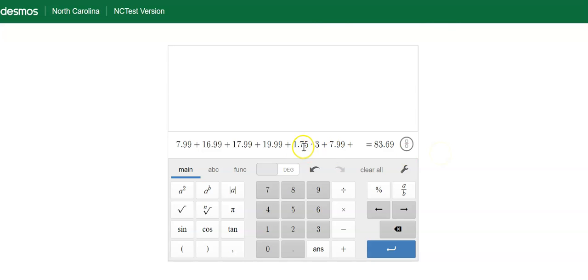Alright, I typed it into the calculator and noticed that I remembered to multiply the drink cost, $1.75, by 3, and my total was $83.69.